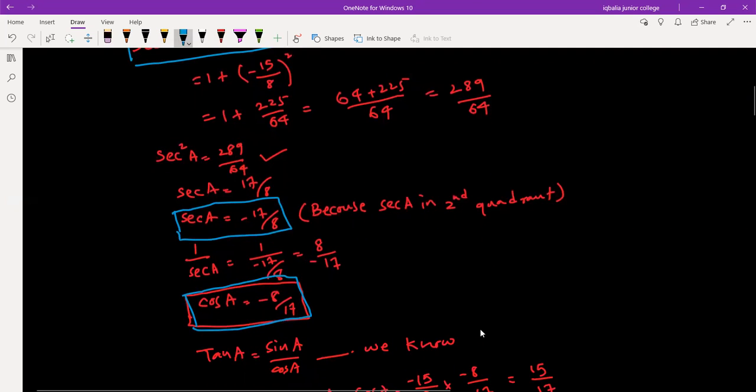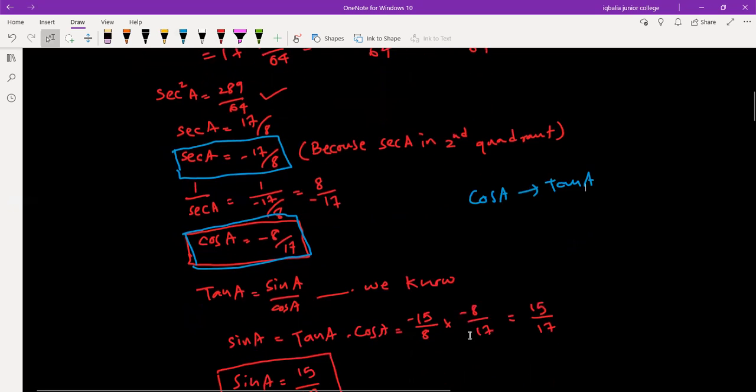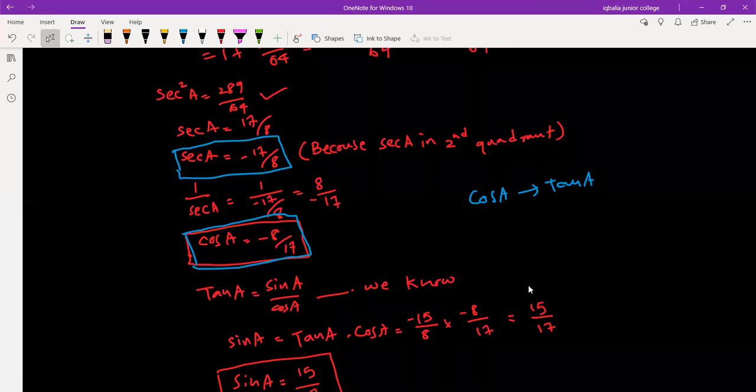So here we found cos A from tan A. Okay, this is our target, to find cos A from tan A. So here we find cos A. Now we have to find sin A. So we know the formula, tan A is equal to sin A by cos A. Okay, so if I take cos A to the left hand side, then I know tan A and cos A, and whenever I multiply these two things, then I will get sin A.